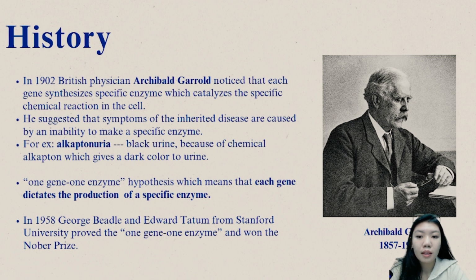For example, alkaptonuria, the disease of black urine. It means that because of the chemical alkapton, which gives a dark color to urine, the color of urine becomes dark, especially a black one. Also, Archibald Garrett introduced the one gene, one enzyme hypothesis. It means that each gene dictates the production of a specific enzyme.